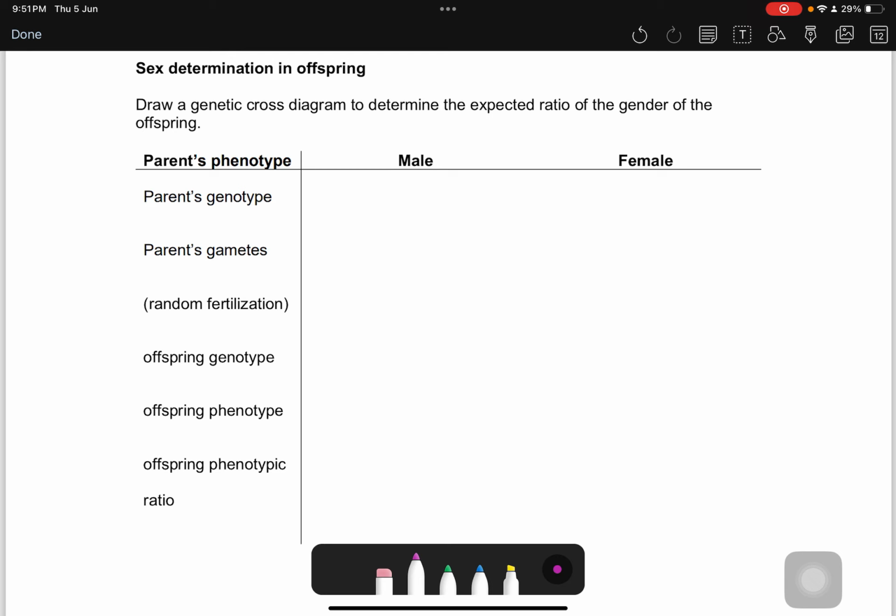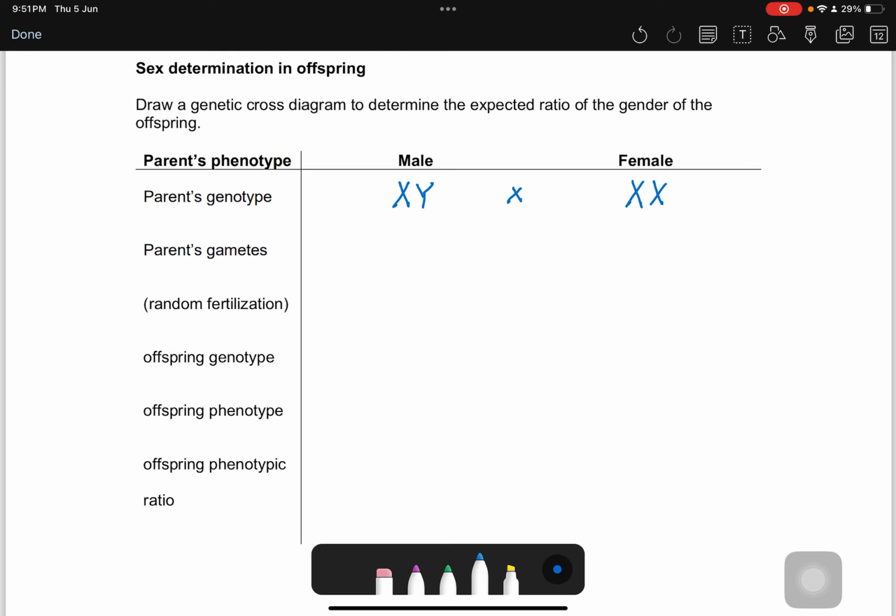So very quickly, let me illustrate that. Parents' genotype over here. Phenotype is the characteristic, male and female. The genotype would be the sex chromosomes that can be found in each of these individuals. So for the male, it would be XY, and for the female, it would be XX. Don't forget the cross to show the reproduction, to illustrate that reproduction was involved in both of these individuals.